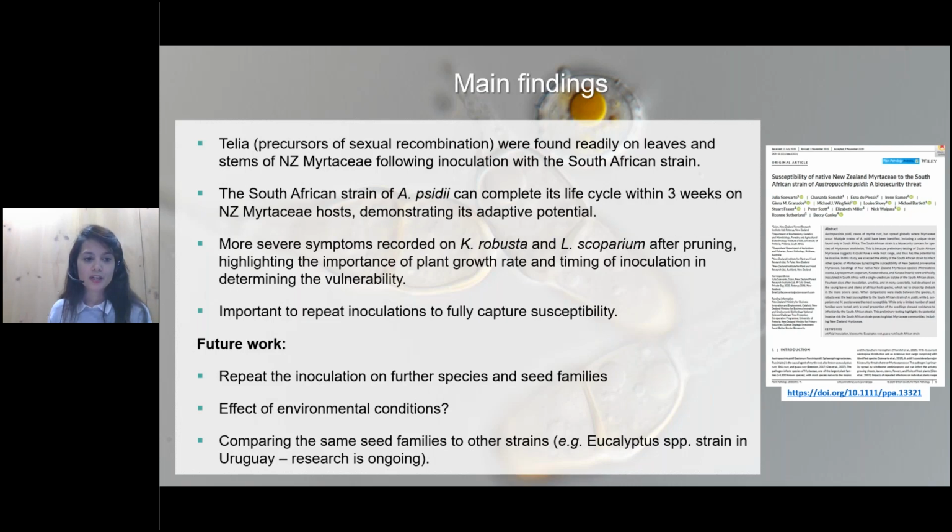In terms of future work, it will be interesting to repeat this inoculation trial on further New Zealand species and more seed families. The effect of the environmental conditions has not been investigated in this study, but it will be interesting to see if the disease expressions change under different environmental conditions. And finally, the research is ongoing to screen the seedlings germinated from the same seed lots with other strains such as the eucalyptus strain in Uruguay.